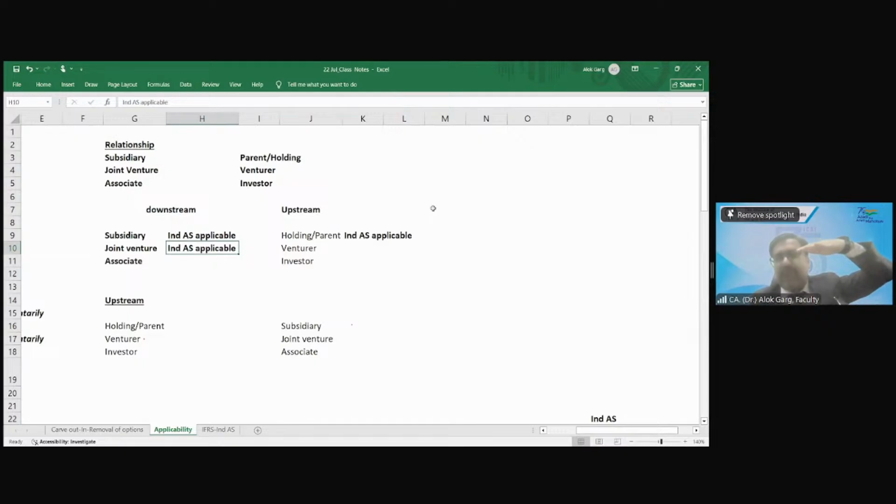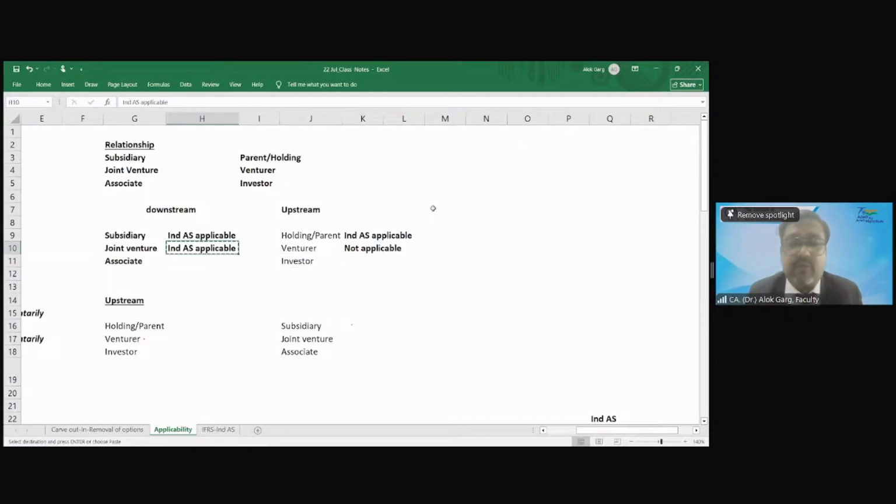You understand that fathers are always older than sons. The venturer will always be bigger than the joint venture, meaning it will be upside. The investor will always be above the associate. Investor, venturer, parent and holding, these are the upstream companies. These are the upside companies. And subsidiary, joint venture, associate, these are the downstream companies, because the upstream companies have invested in these downstream companies. So not applicable.